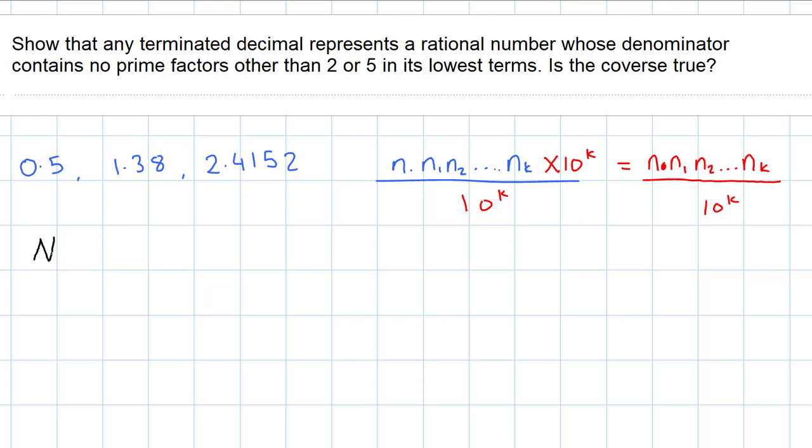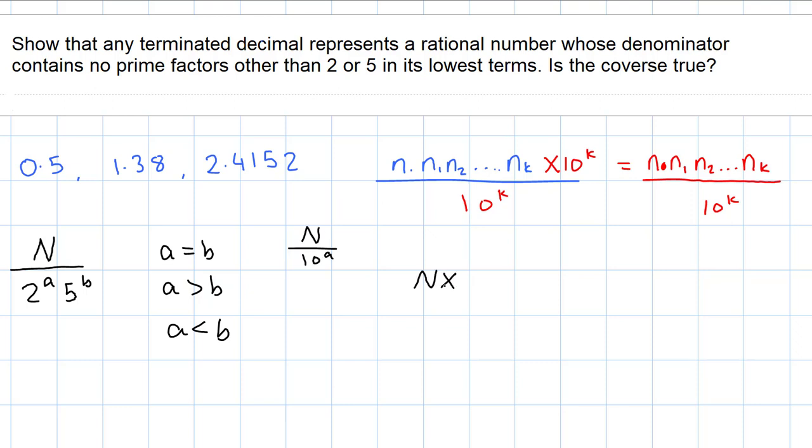For the converse, consider n divided by 2 to the power of a, 5 to the power of b, where n is an integer. Only one of the following must be true. Either a equals b, or a is greater than b, or a is less than b. In each case, we can make the denominator a power of 10 by multiplying both the numerator and denominator by the appropriate power of 2 or 5.